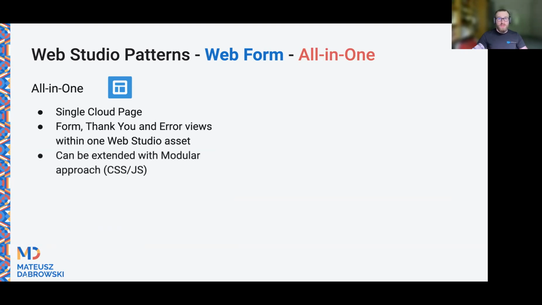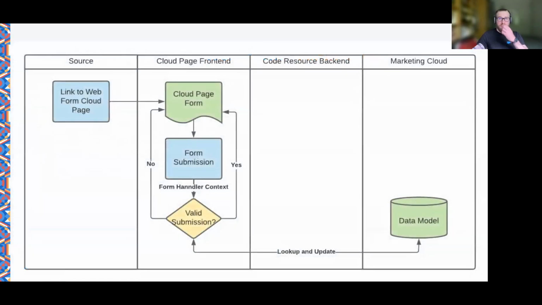It can be extended with this modular approach, so keeping the CSS and JS externally or within the cloud page, it's up to you how you want to build it. And in terms of diagram, it looks like this. So something is linking to a web form. The user opens the cloud page form. He submits the form, and we are making some validations on the handler side of the context, checking whether this is a valid submission. If it is a valid submission, we are reloading the same cloud page with the success text. It can be an overlay, it can be just a different view. And if it is an invalid submission, it is a no page.